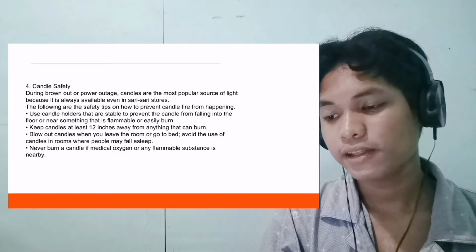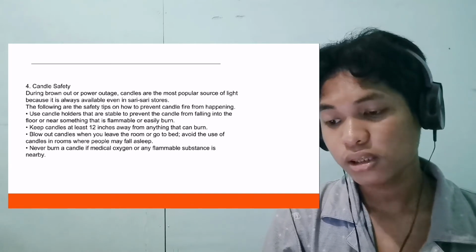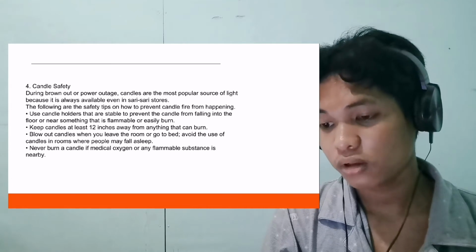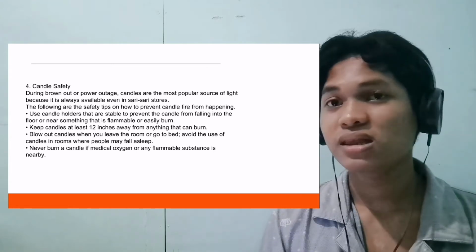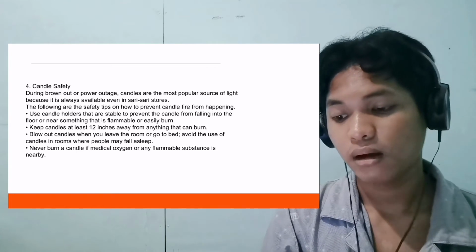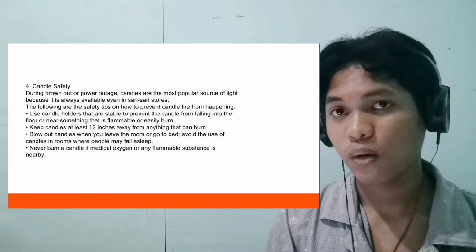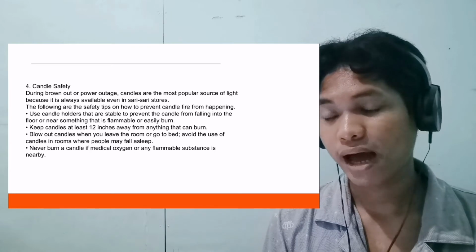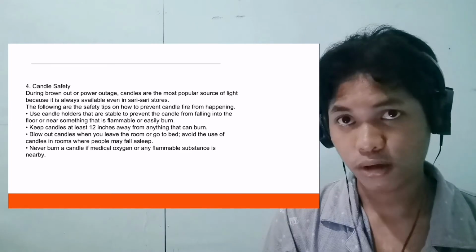The following are the safety tips on how to prevent candle fire from happening. Number 1. Use candle holders that are stable to prevent the candle from falling into the floor or near something that is flammable or easily burned. So, kapag sisindi tayo ng kandila ay dapat ilagay natin ito sa mga stable na lalagyan at hindi pwedeng mahulog ito sa mga bagay na highly flammable like mga fabric or cotton dahil mag-i-start ito ng apoy.